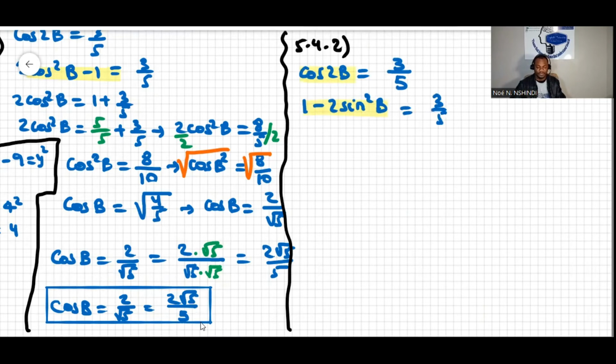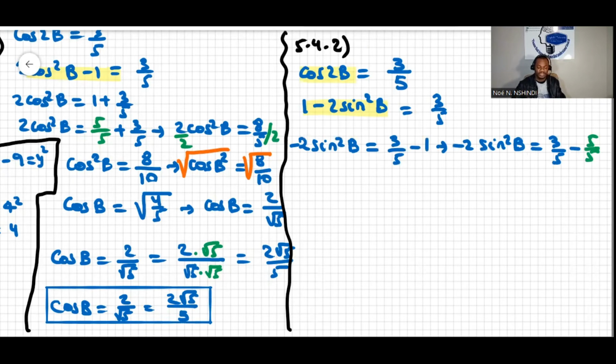I'm going to move the 1 over, so this will be negative 2 sine squared b equal to 3 over 5 minus 1. So this is like negative 2 sine squared b equal to 3 over 5 minus, instead of writing 1, I can just write 5 over 5 because that's 1, because I wanted the denominator to be common. And then this will make negative 2 sine squared b equal to negative 2 over 5.